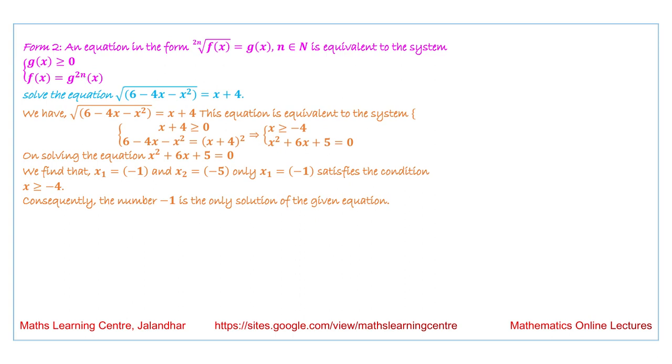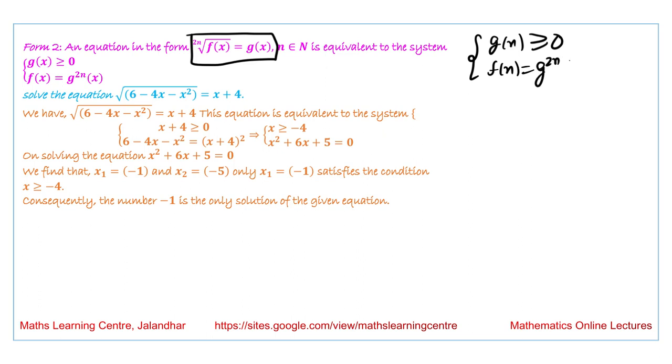Now the next form we have is an equation of the form 2n-th root of f(x) equals g(x), and this is equivalent to the system: g(x) should be greater than or equal to 0, and second, f(x) is equal to g(x) raised to the power 2n.